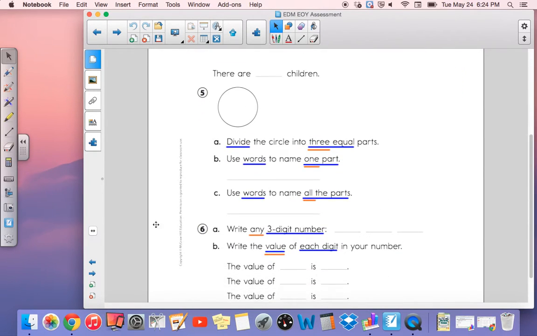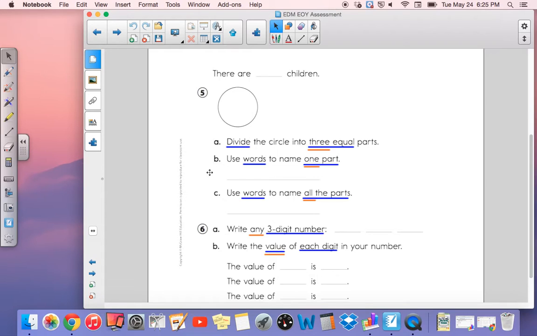Okay, let's look at number 5. Number 5 right here, the circle. Okay, A says to divide the circle into 3 equal parts. This one's quite tricky, boys and girls. I just want to indicate, you need to think about this one. They have to be equal. So when you divide that circle into 3 parts, you need to look at it and go, are they all equal sizes? If they're not, try another way. We have erasers for a reason, okay?